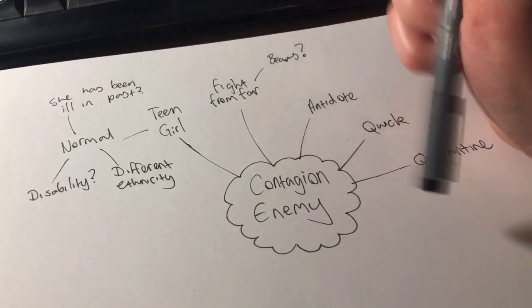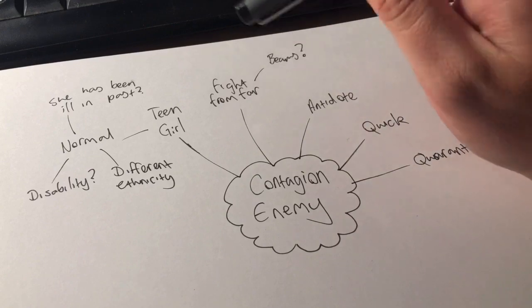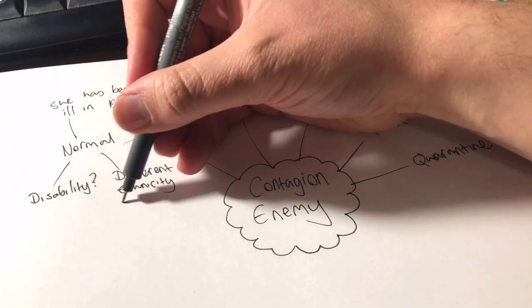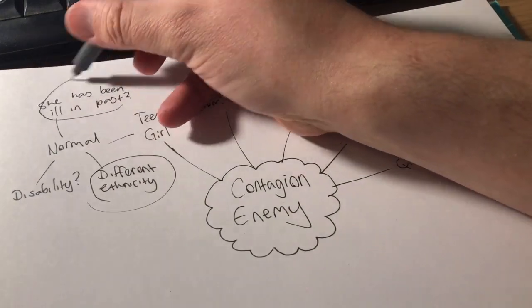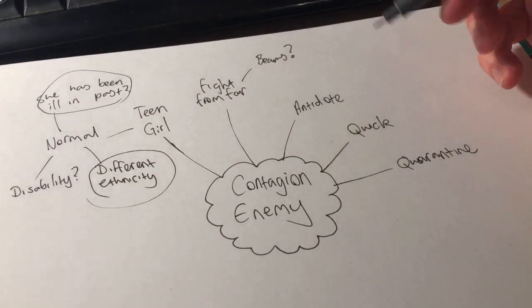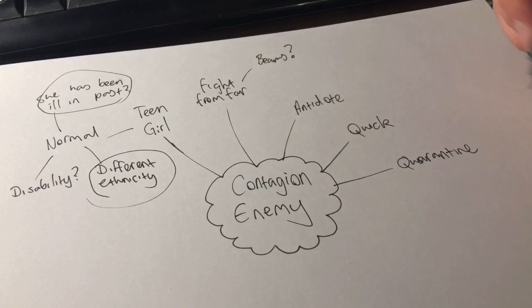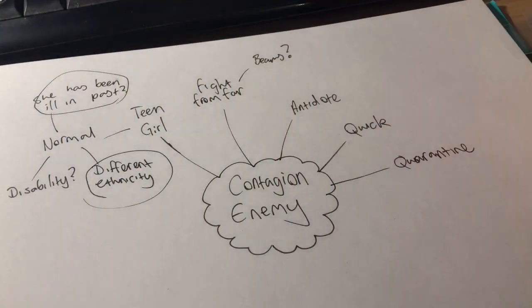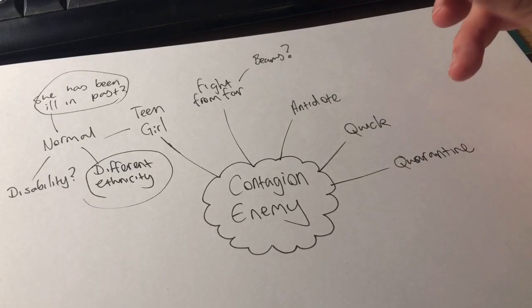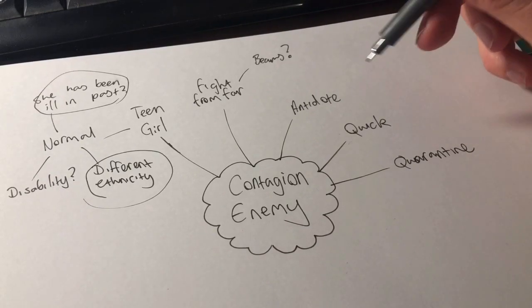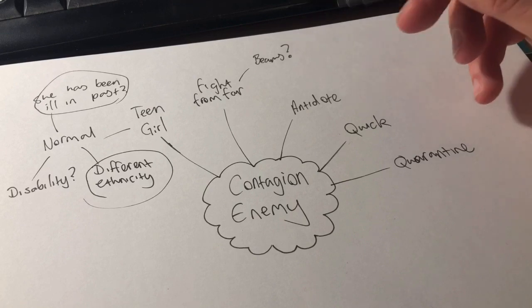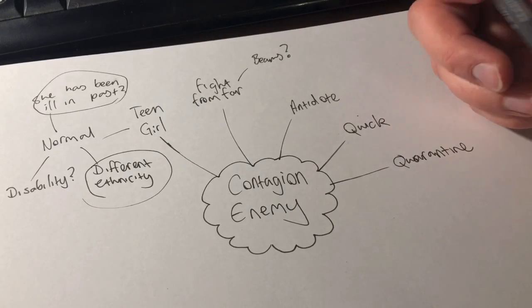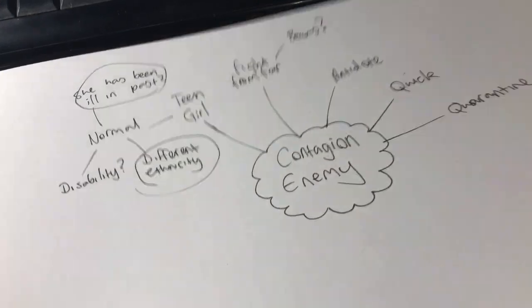So we've got a teenage girl who can fight from far. I think maybe we'll go with this one and this one. So she's been ill in the past and she's from a different ethnicity. We won't go with a disability because that can link in with the ill in the past, and we don't want to throw too much into the character because that can get a bit confusing. Make sure she's quick. Right, okay. I think we'll go with that.